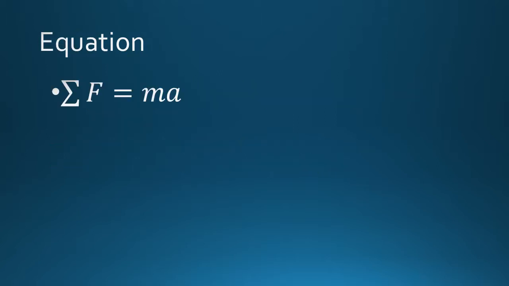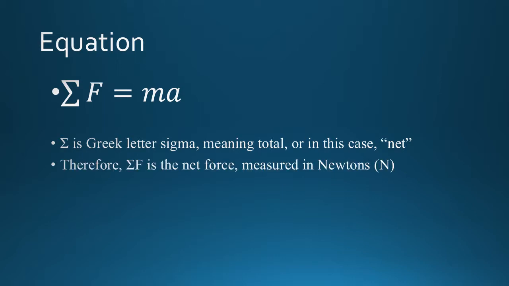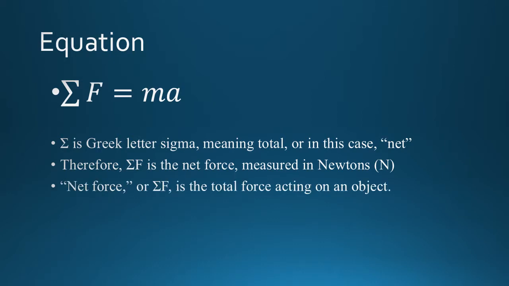So the equation typically looks like this, which, ignoring that funky looking symbol at the beginning right now, is force equals mass times acceleration. That funky symbol that looks like a sideways capital M or a weird looking E is the Greek letter sigma, which means total in math, or in this case net. So therefore, sigma F is the net force measured in newtons. You won't hear me say sigma many times. You'll usually just hear me say net force. So net force and sigma F are the same thing.